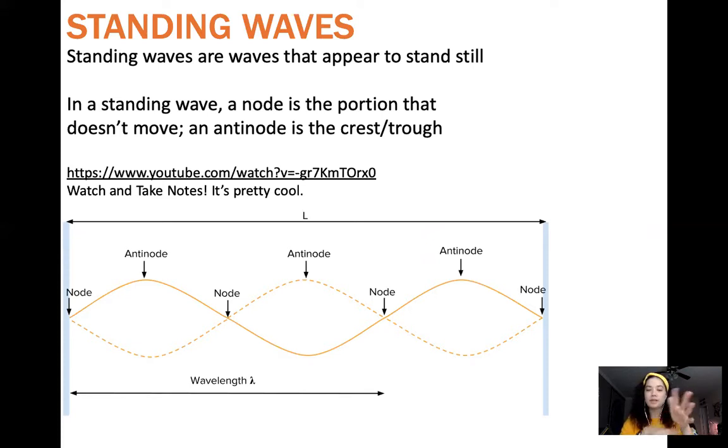Please go to this YouTube video. It's like 4 minutes. Watch it so you can actually see what a standing wave looks like in reality. I was going to do a demo of this, and now, you know, quarantine. So watch their video. It's cool. Take a couple notes to make sure you fully understand what a standing wave is.